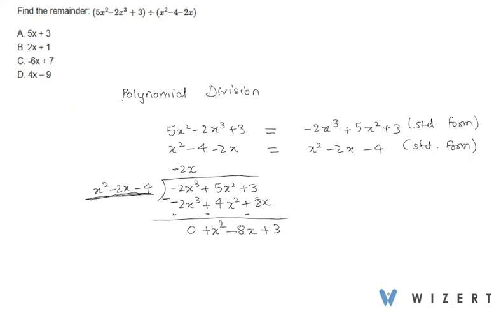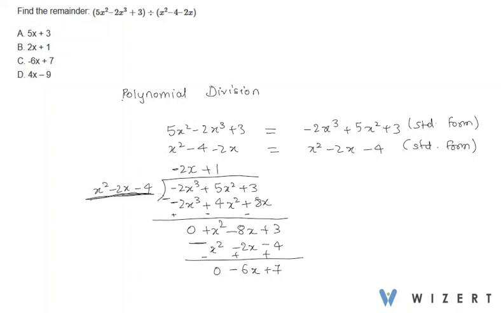Now the next step is to eliminate this x square, the first term. So in order to eliminate this x square, we'll have to multiply with 1. This x square will be eliminated. So 1 into x square is x square, 1 into minus 2x is minus 2x, 1 into minus 4 is minus 4. So now this is eliminated. X square minus x square 0, minus 8x plus 2x is minus 6x, and plus 3 plus 4 is plus 7.